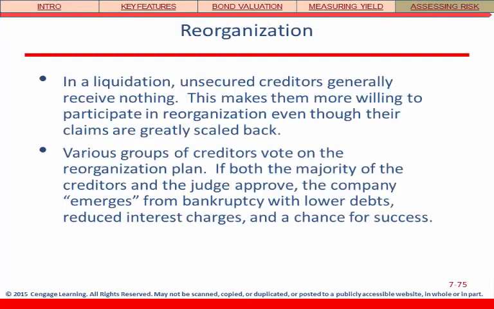So there are two real important points here about reorganization. One, in the event that we do go to liquidation, unsecured creditors are generally not going to get anything. So this is going to make them really want to participate in the reorganization process. In other words, they may actually decide that they'll take a little bit less if they can keep the company going, because that's the only way they're going to get anything. So various groups of creditors are going to vote on this reorganization plan, and if both the majority of the creditors and the judge approve, then the company is going to get to come away from bankruptcy with lower debts, reduced interest charges, and a chance for success. So that's really how it works.